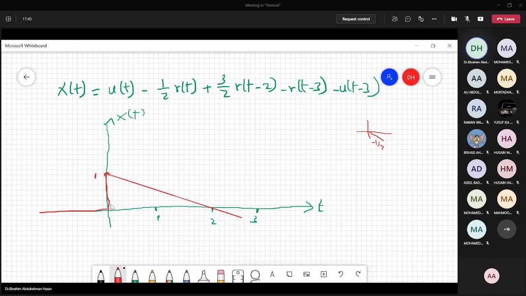Okay, this is a line with the slope equal to minus half. At 1 it is equal to half. At 2 it is equal to 0. So from here to here equal to 2, from here to here equal to 1. So 1 divided by 2 is equal to minus half.